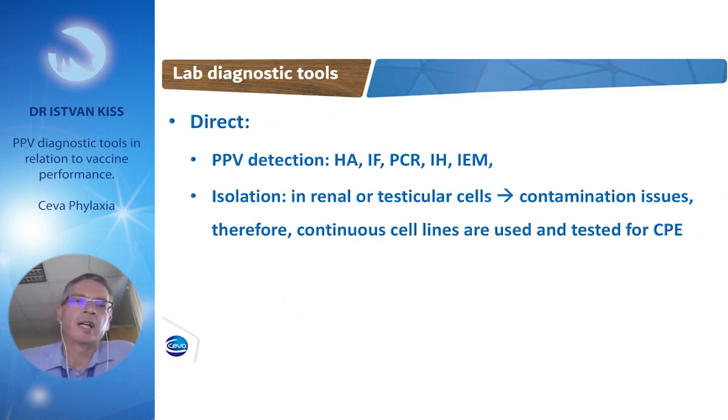As we learned before, in the influenza related presentation, the diagnostic tools consist of direct and indirect tools. Here, in the case of PPV, we can have hemagglutination, immunofluorescence, PCR, immunohistochemistry, and even electron microscopy, immunoelectron microscopy. PCR is the most widespread, of course, and isolation. It is not a routine, but fortunately for PPV, it is not a very difficult thing.